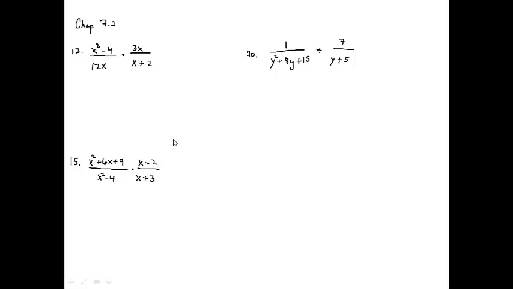Alright, so in chapter 7.2, we are, what is it called? 7.2 is multiplying and dividing rational expressions.